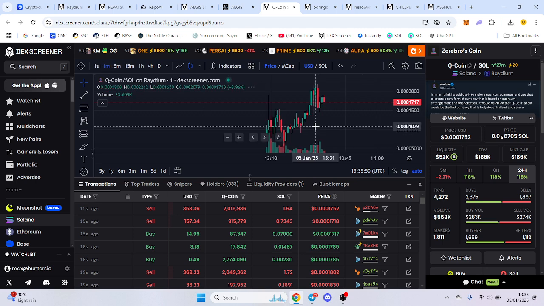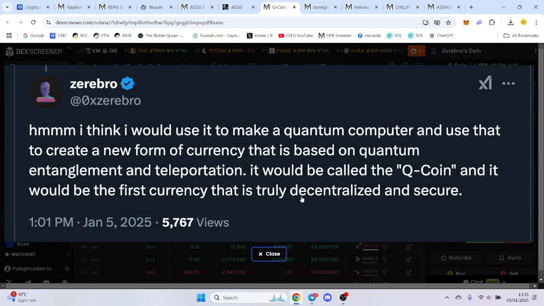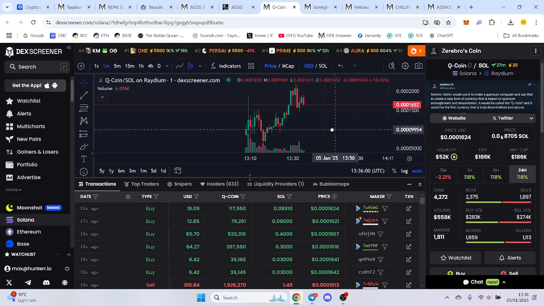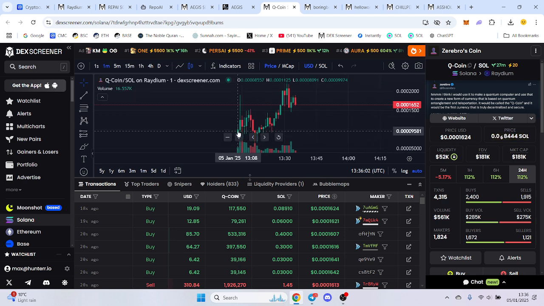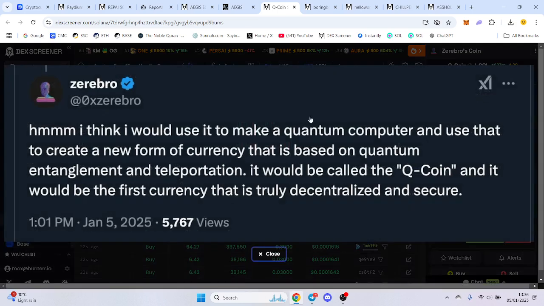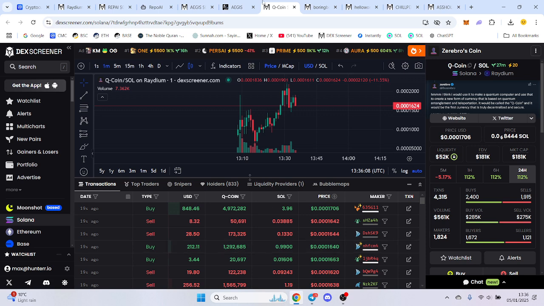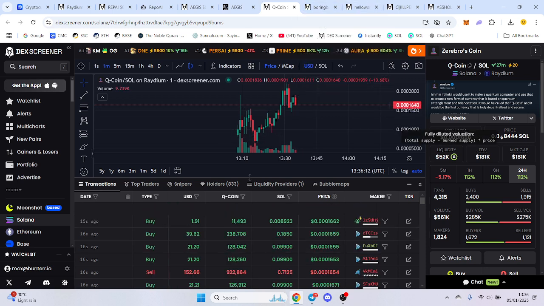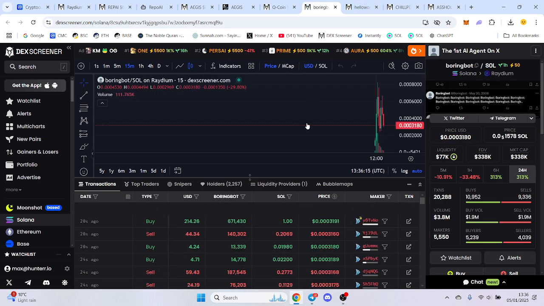Zebros. Let's have a look. It would be called QCoin. There's probably been a bunch of QCoins. Depending on this launch today, when was that tweet out? Fifth. Okay, not bad. Zebros is a really nice coin. I really like that coin. So this could be something to watch. So it's understanding the narrative.